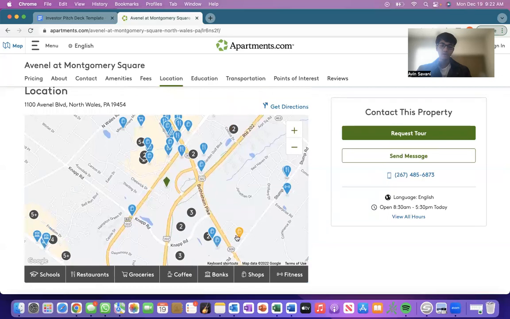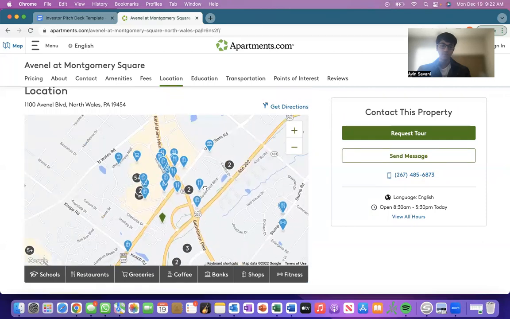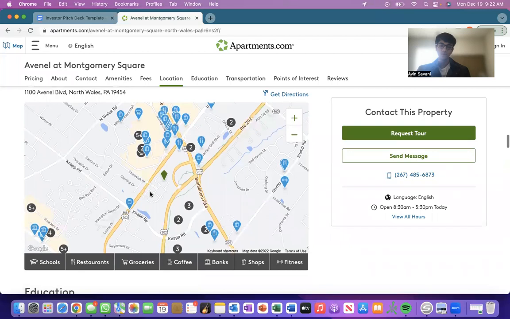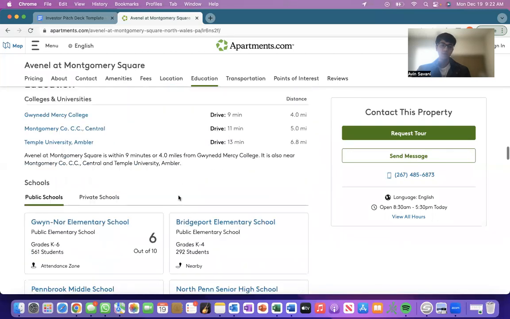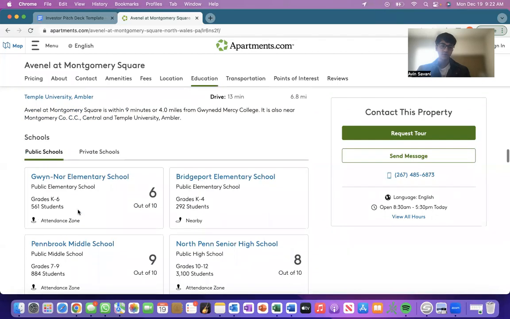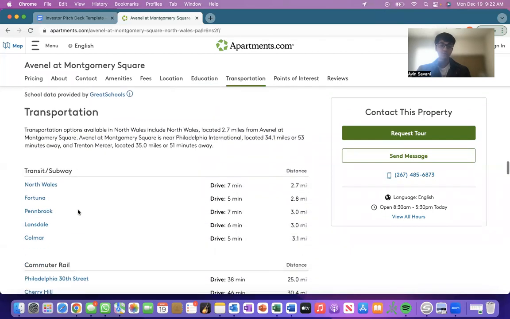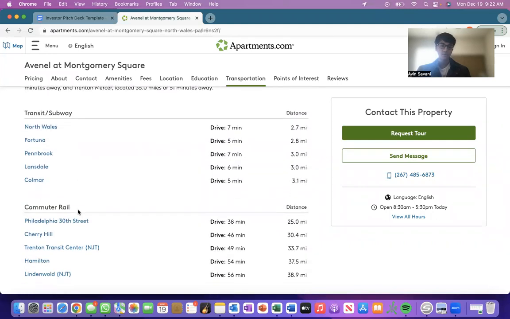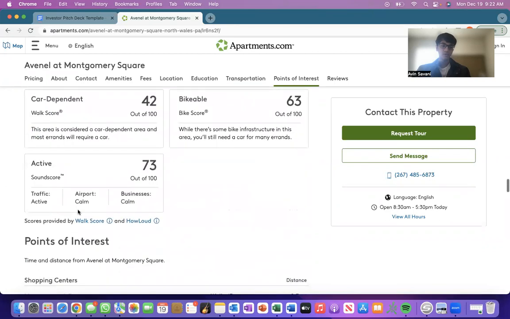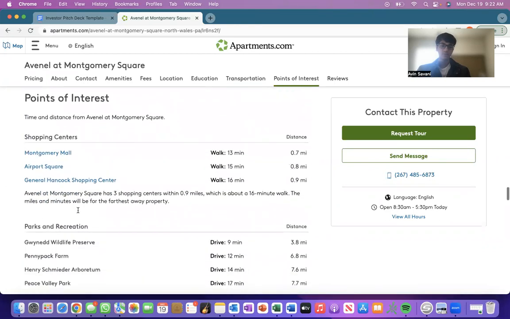I would recommend if you can take this picture right here, this quick snapshot, and then label it, either through another editing website, and just label some of these areas which you think are the best, right? So that's that. And then colleges and universities, you have the main colleges there, public and private schools, transportation, awesome. See, transit, subway, community rail, airports, awesome. Big shopping centers in the area.